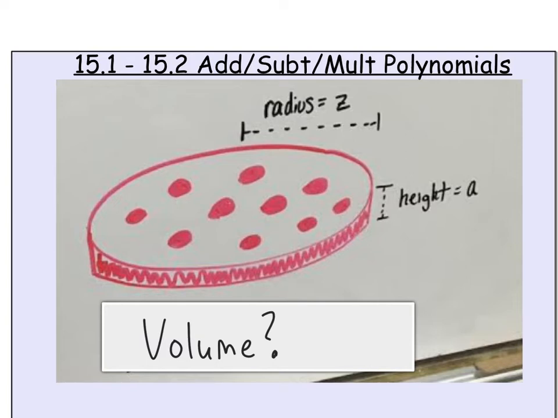If you look at this here, the volume, this is a cylinder with a circular base. So again, the volume of that is going to be the area of the base. Since it's a circle, it is pi r squared. And then to make it volume, it would be times height. So with this picture, they're telling us the radius equals z. So z squared, right, because it's radius squared. And then the height of this one, they're telling us the height is a.